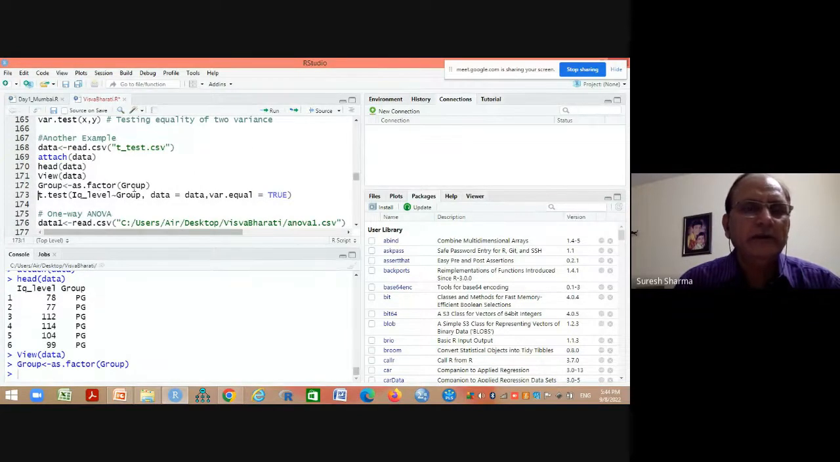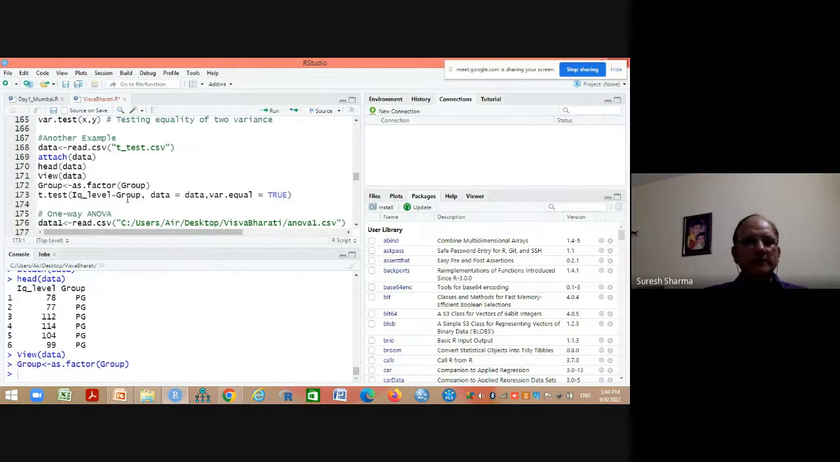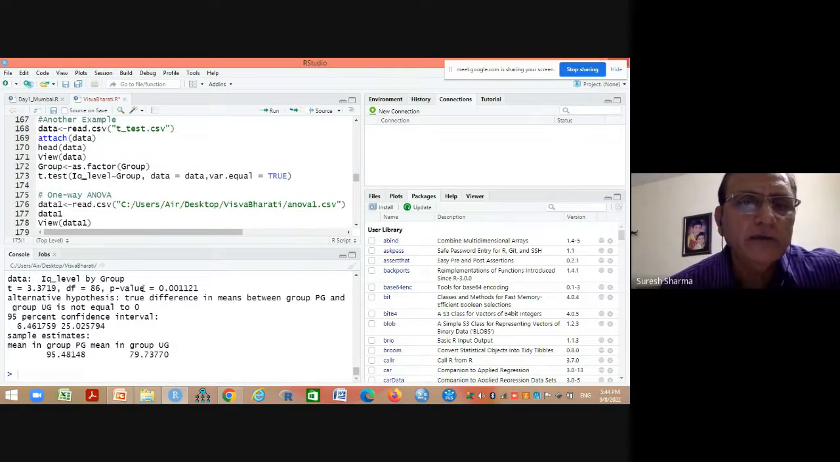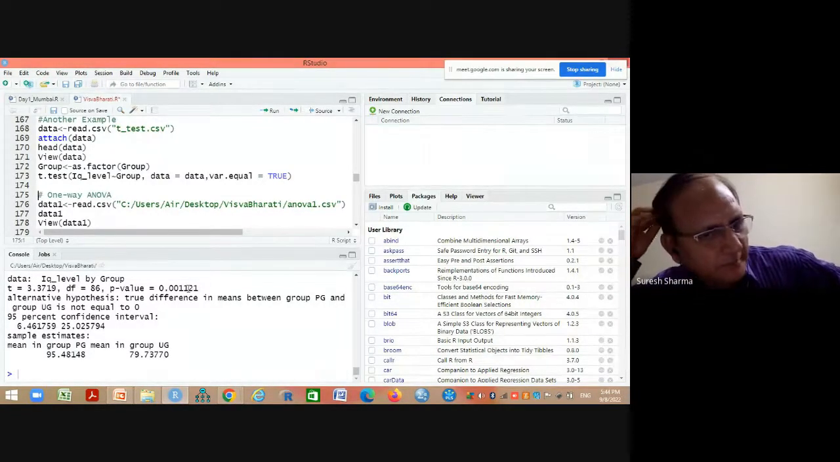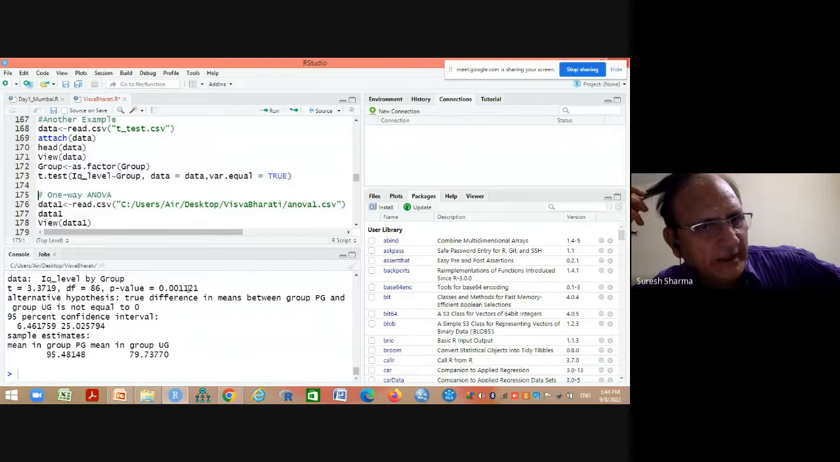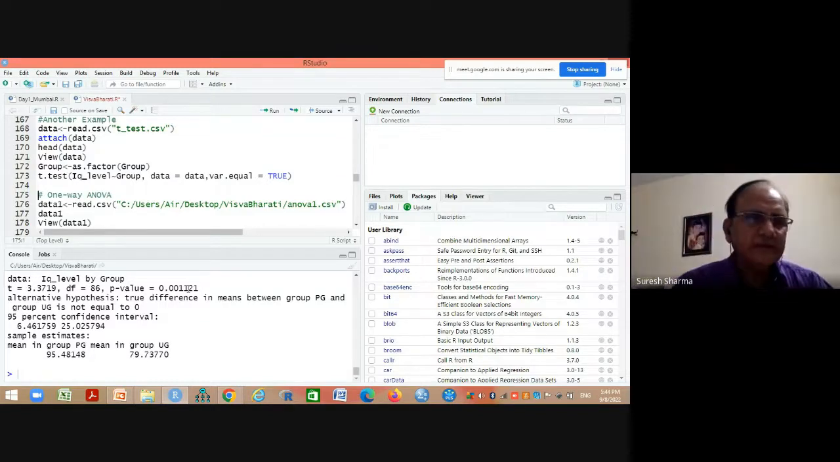Now t-test, IQ level, tilde group, data is equal to data, and var.equal is true, meaning the variances are equal. Again, same thing. So this is the t value. The p value is 0.001. Now the p value is less than 0.05, so the hypothesis will be rejected. The person's claim was that the IQ levels of the PG and UG levels are the same. But it says no, they are not the same. So his claim is rejected.